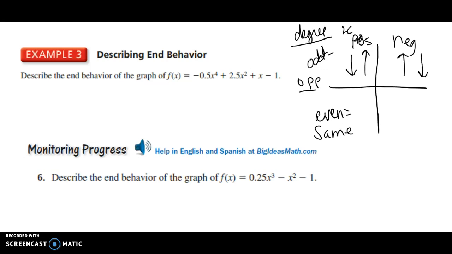But if we start out negative, that means we're going to finish negative, and the opposite arrow would be pointing up. Now, for even degrees, the arrows are the same. So if it starts out positive, we're going to start and finish positive. If it's negative, we're going to start and finish negative. So let's look at the example.